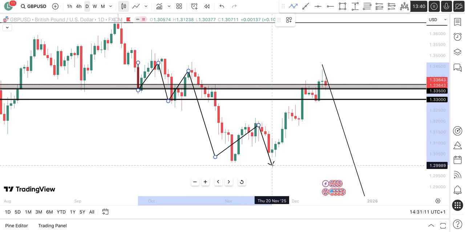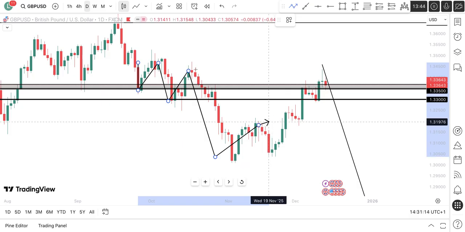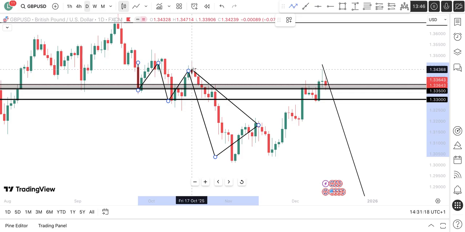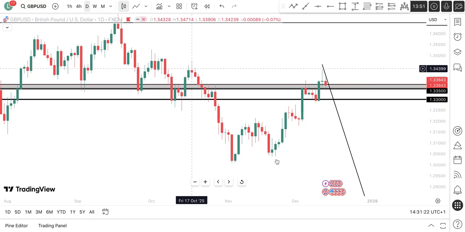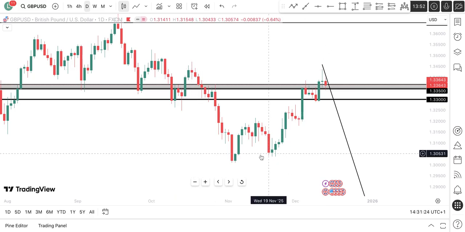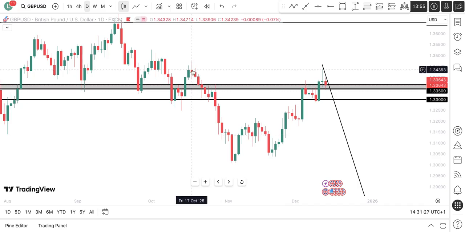So market structure says for us to be bullish, we have to come and break this lower high right here. That is how we become bullish. There is no double bottom here because these lows are not equal lows, right? So for us to be bullish, we have to break this level right here.